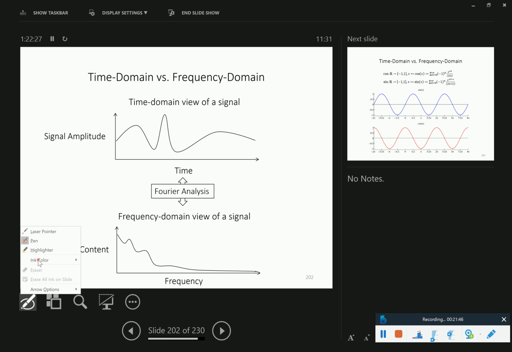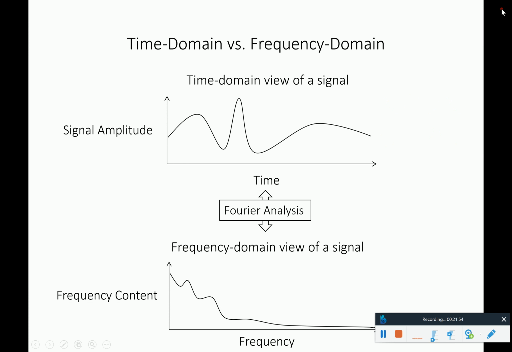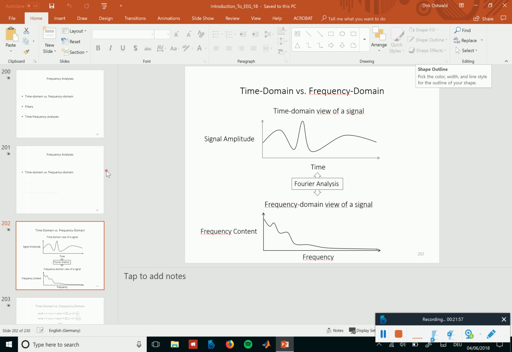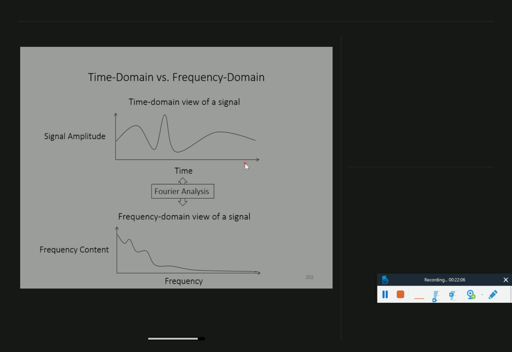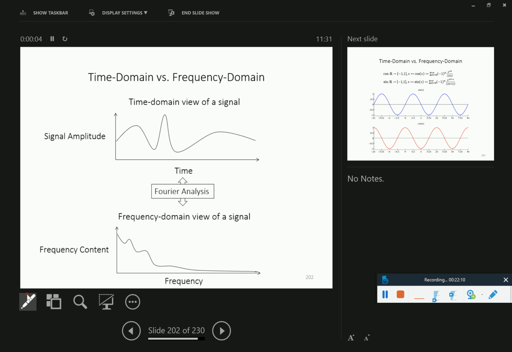Let's see whether my laser pointer is working again. Maybe I can actually, should work if I get my laser pointer back. Oh, there it is.